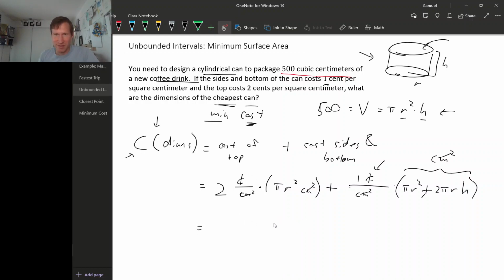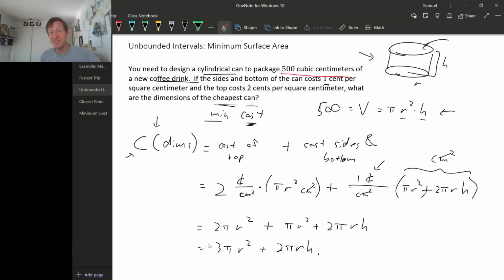So let's clean things up a bit. So this is 2 pi r squared plus 1 cent times pi r squared plus 2 pi r h. Okay, we can combine these. So this is 3 pi r squared plus 2 pi r h.